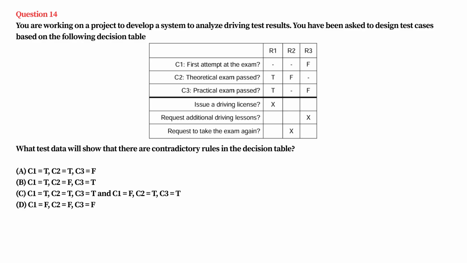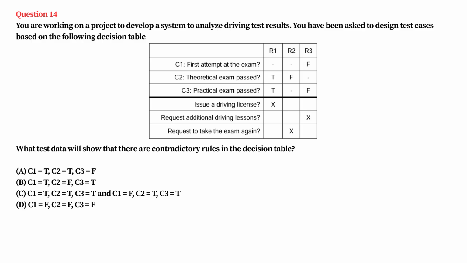Answer A is not correct. The combination TTF does not match any rule. This is an example of omission, not a contradiction. Answer B is not correct. The combination TFT matches only one column, R2, so there is no contradiction. Answer C is not correct. Both combinations TTT and FTT match only one column, R1, so there is no contradiction.